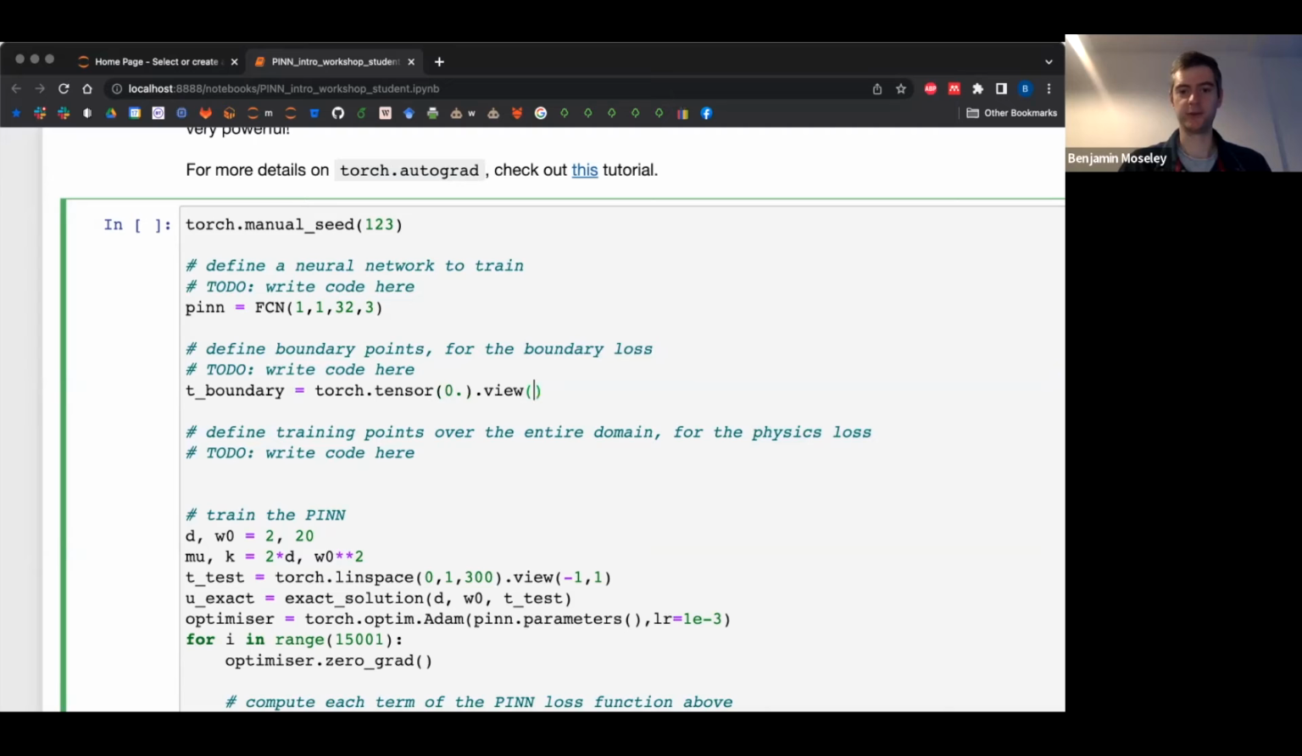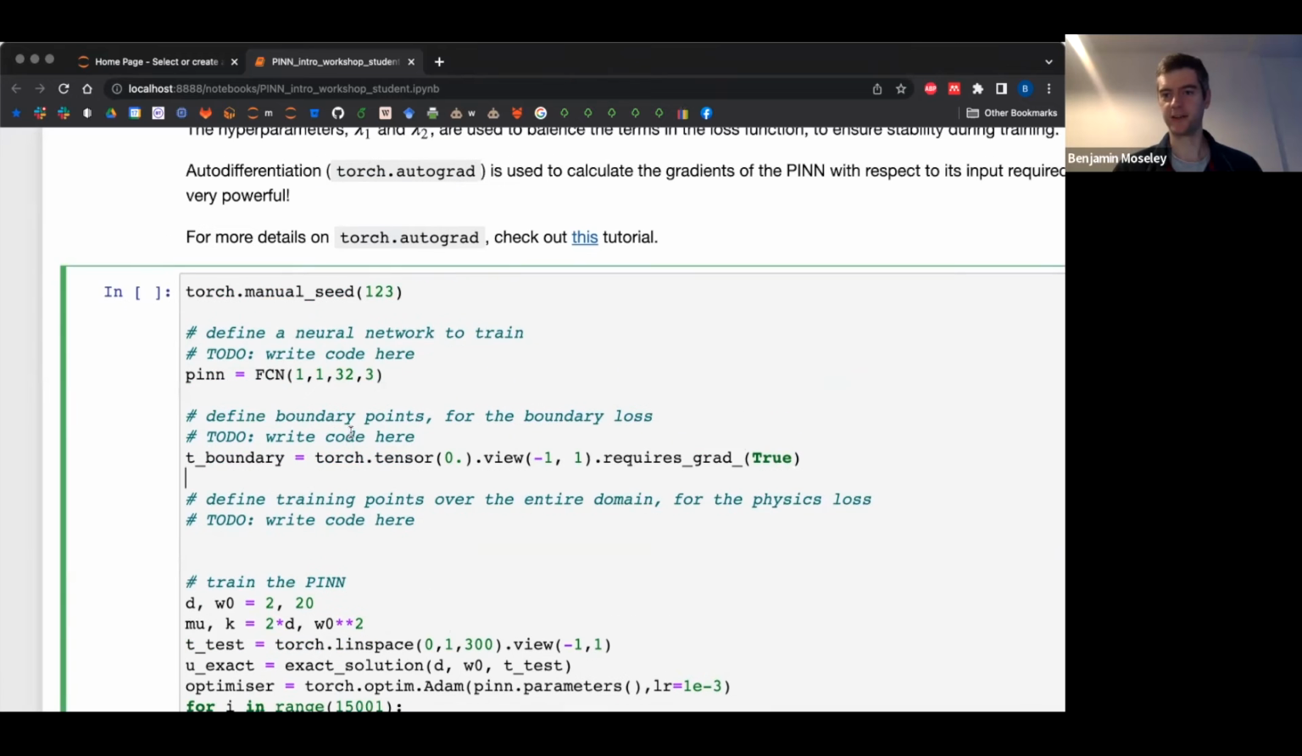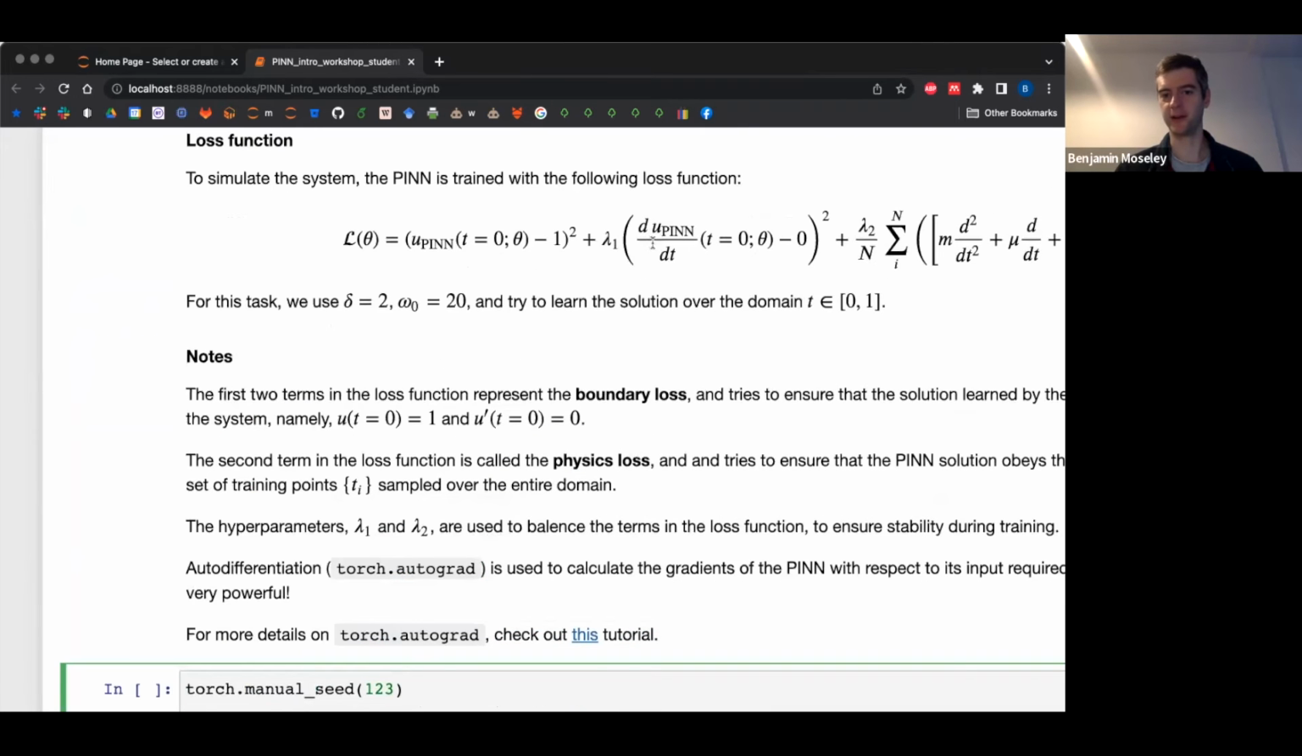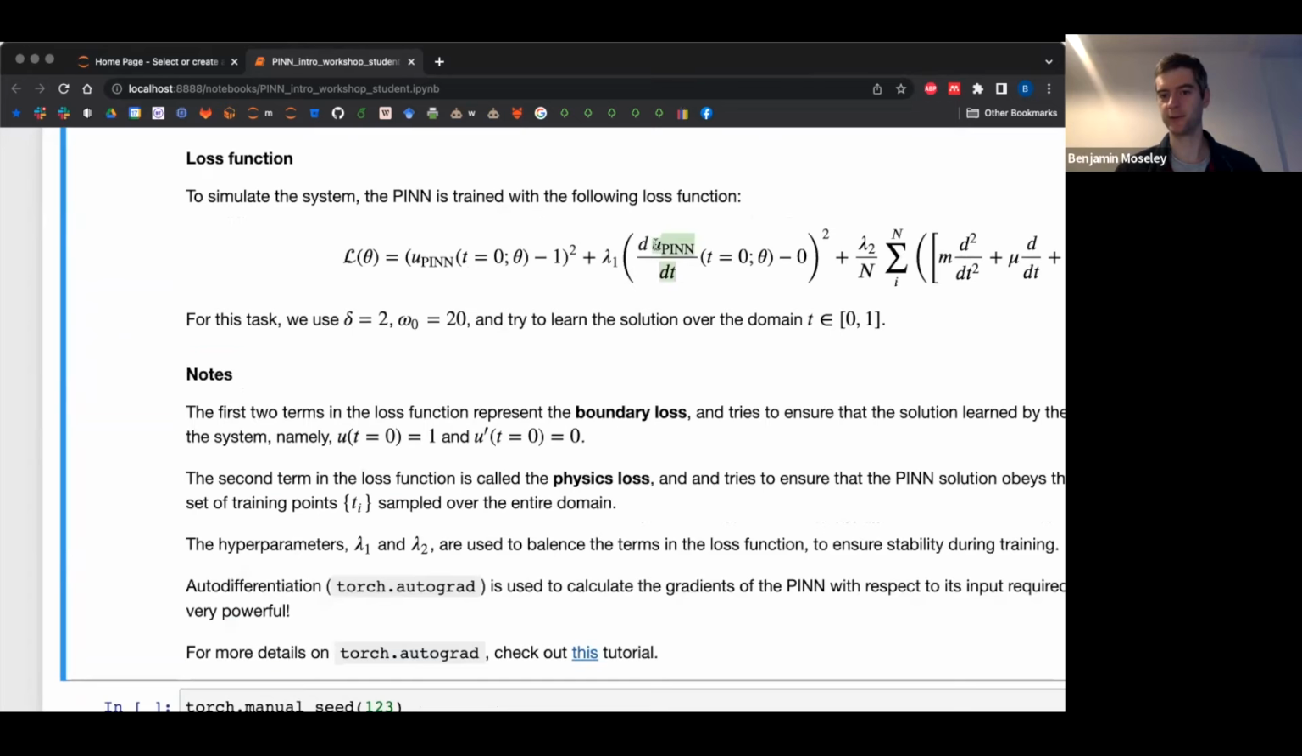The other thing we need to do is, just for PyTorch semantics, make sure the shape of the inputs matches the shape that a fully connected neural network expects in PyTorch, which is the number of examples and the dimensionality of the input. And then the most important thing is we need to set requires_grad to true. So what is this doing? Remember, as I said in the loss function, we need some derivatives of the network with respect to its inputs, so du by dt.